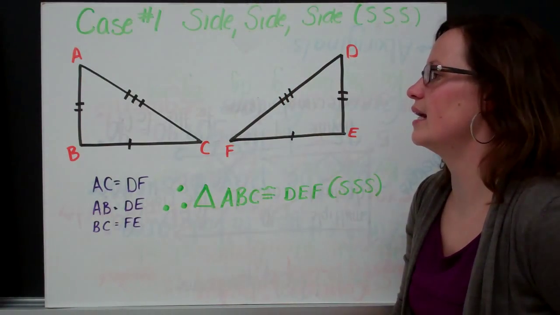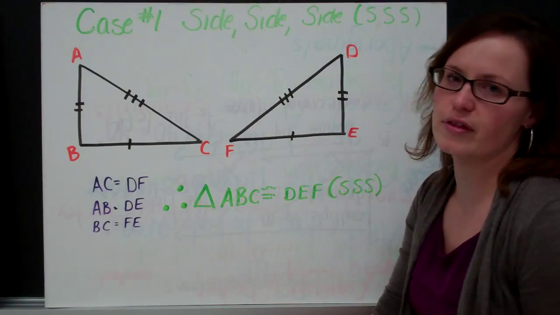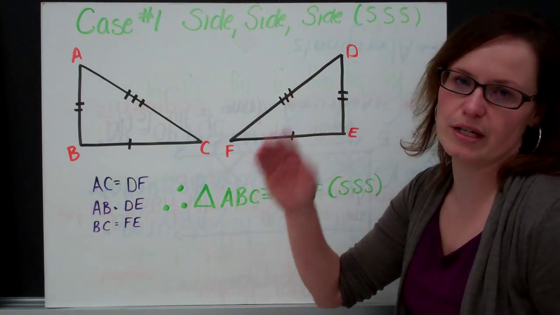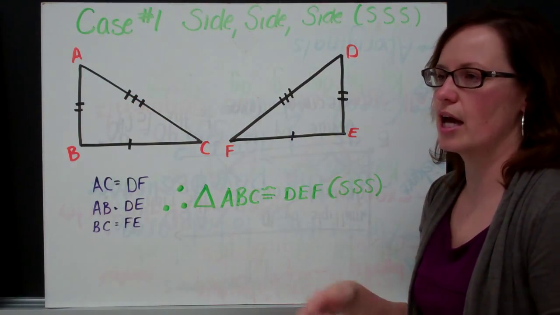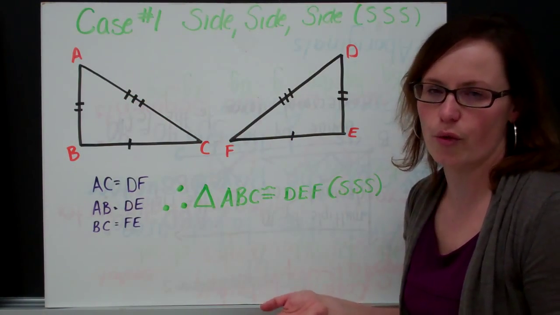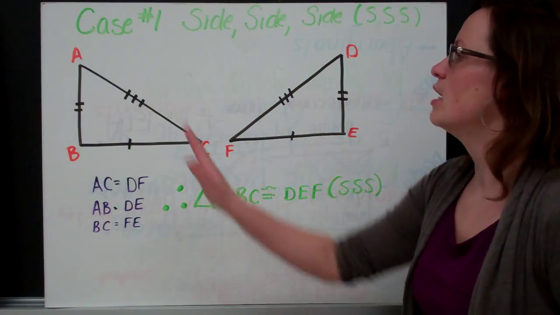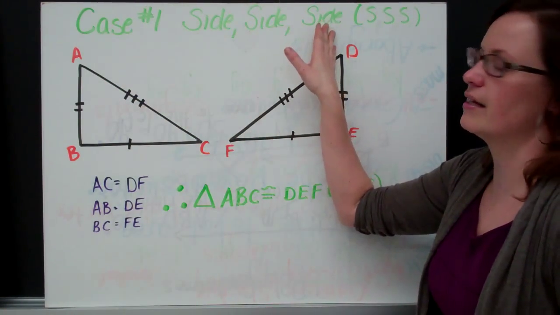Now, instead of writing out all of the common sides and all of the common angles, there are some rules that we can use. They call them cases, where we can explain how we know that they're congruent with a short form. So we're going to go through those 3 cases now. The first is side, side, side.